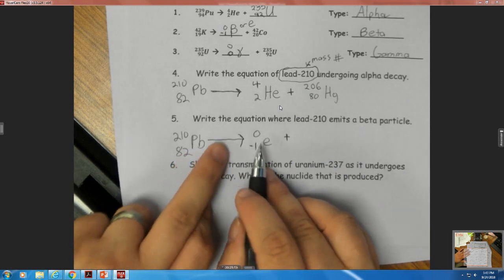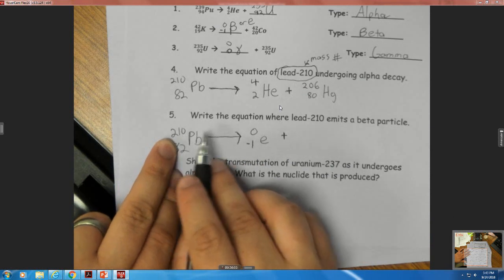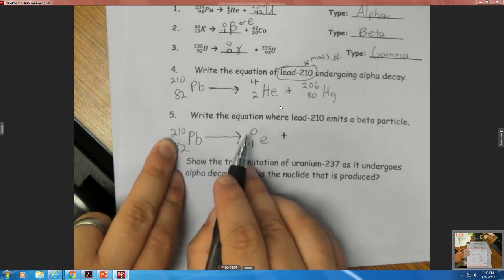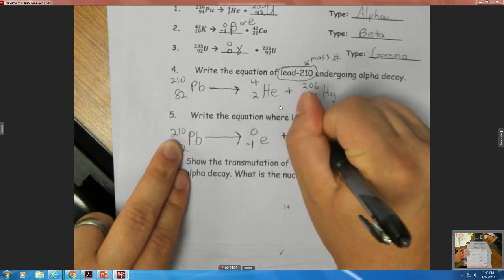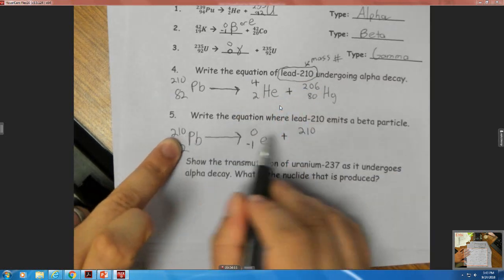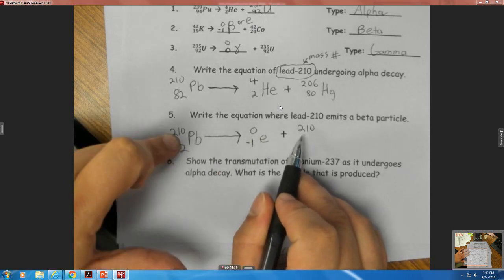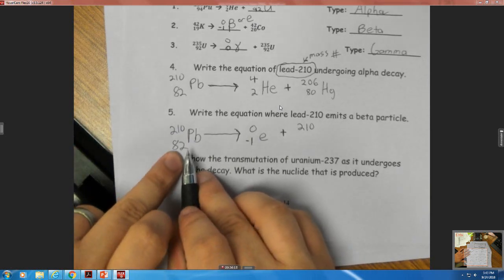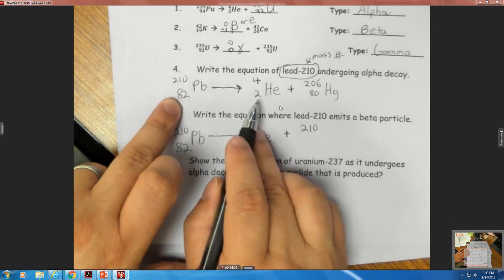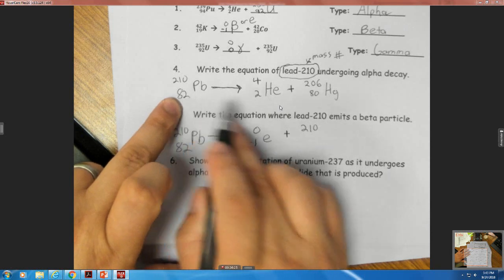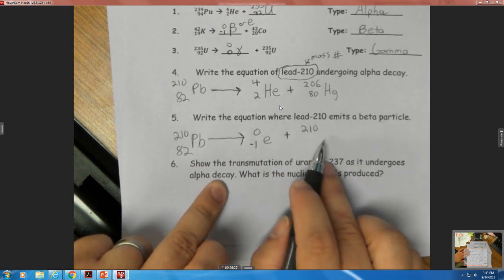So what do I do? Well, I take 210 and I subtract 0. So 210 minus 0, well, what's that? Still 210. Your mass, when you do a beta decay, does not change. Stays exactly the same. Now this is the tricky part, right? Up here with our alpha, we took 82, subtracted 2, we got 80. We always subtract when we want to find the new particle that we get, or the new element.